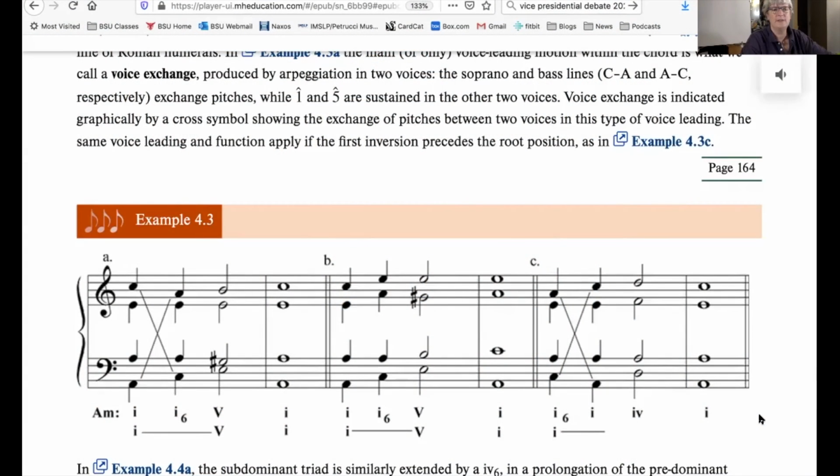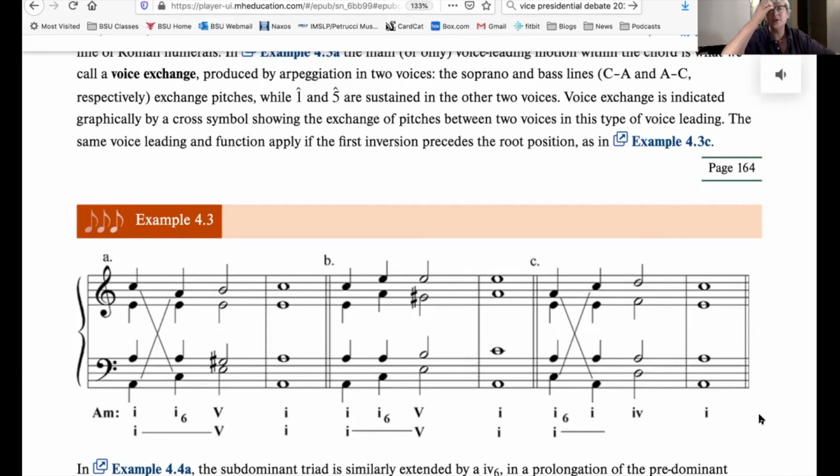I'd like to turn next to a couple of examples that are in your textbook, and I want to look these over and introduce you to a little bit of new vocabulary. We'll also be beginning to think about voice leading, but that's more the subject of my third lecture. Okay, let's take a look at example 4.3.